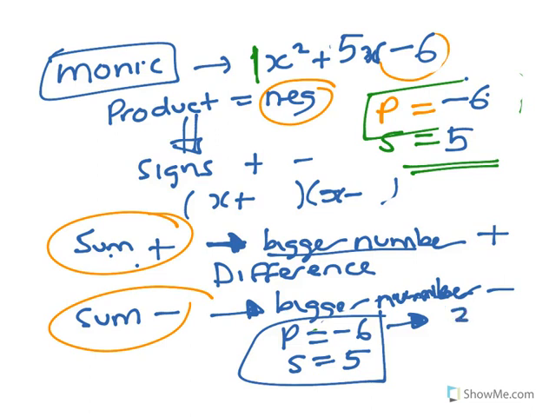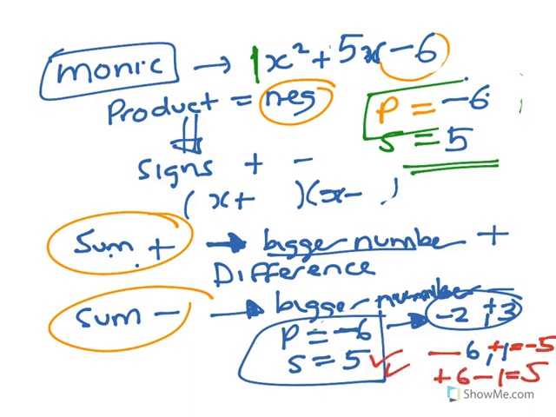You could have gone 2 and 3, or you could have gone 6 and 1, but the two numbers have to have a different sign because you've got to get a negative product. So if you look at this, you could go minus 2 plus 3. You're not going to get 5 doing it that way. If we get minus 6 plus 1, that will give you a minus 5. So then if we went plus 6 minus 1, that gives you a plus 5. So the two factors would be x plus 6, x minus 1.